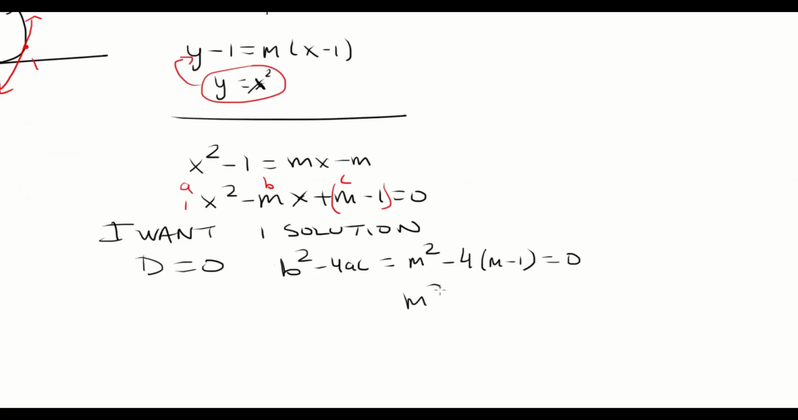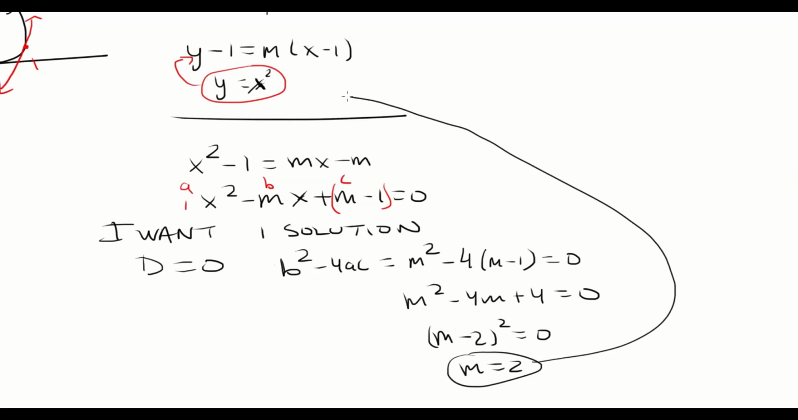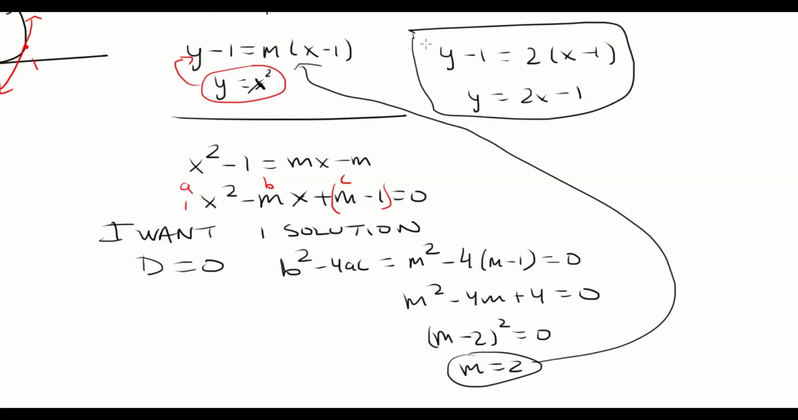So we have M squared minus 4M plus 4 equals 0. And then you factor this out. M minus 2 squared equals 0, so M has to equal 2. So then now this M equals 2 can go up here. So you have y minus 1 equals a slope times x minus 1. And if you want, you can simplify and get y equals 2x minus 1. So either one of these should work. So that'll be your tangent line.